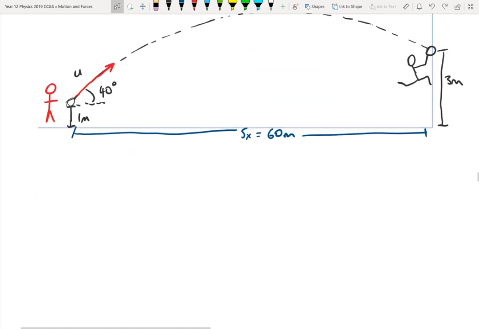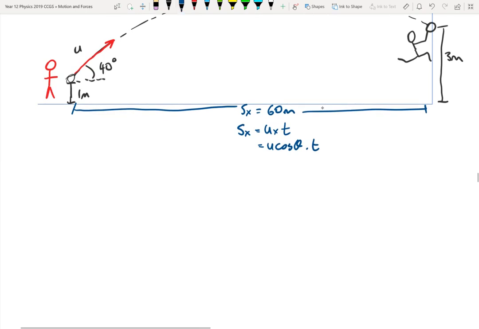Now the problem is, we need to get an equation for time. Well, down here we know that Sx, sorry, let me keep that in blue. We need Sx equals uxt, which is u cos theta t. And so I could write an equation, therefore t equals Sx on u cos theta. Now our equation here, it would be 60 on u cos 40. Okay? And so I'll highlight that's our equation 1, which we will sub into equation 2.